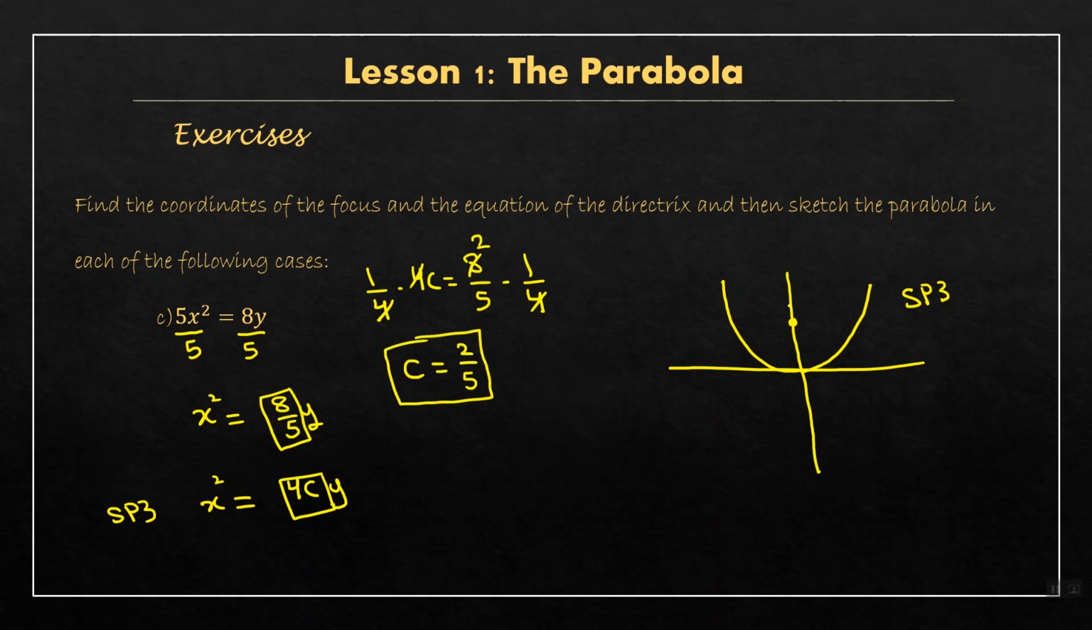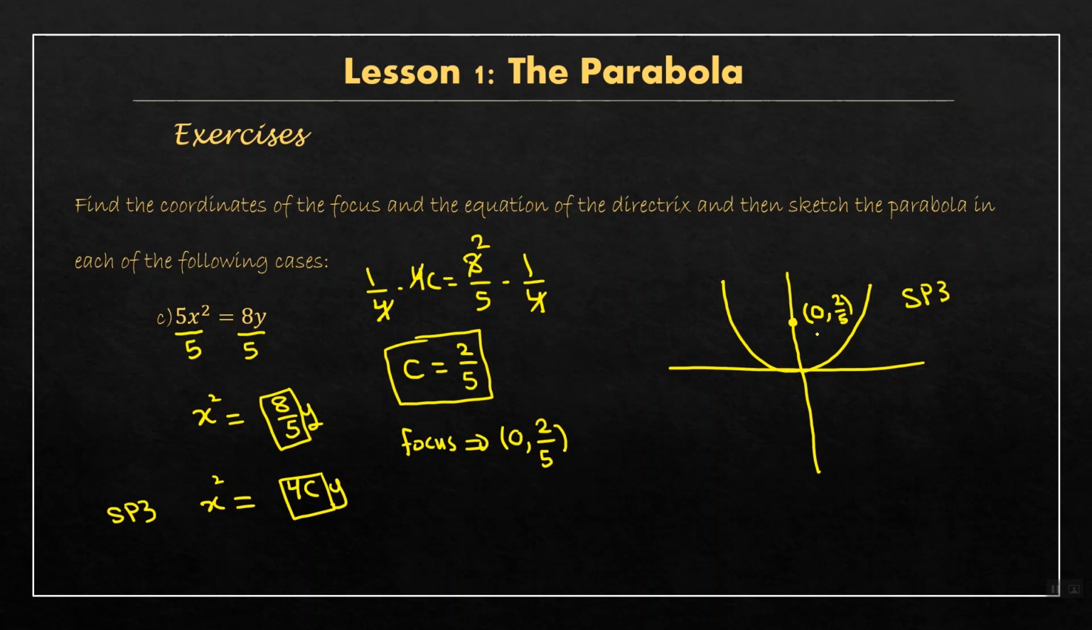Now let's come back to the drawing. So this point here is 0 from x because it's on the y-axis, and the value of y is 2 over 5. This is the focus. So the focus is going to be 0 from x and 2 over 5 from y.